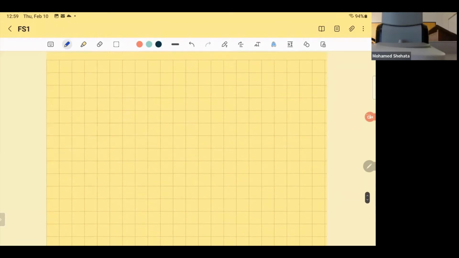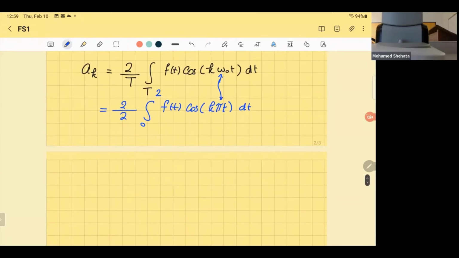Then what do you do next? Now we start to look at the function, where it's defined. Is it defined over 0 to 2 or only from 0 to 1? In this case, from 0 to 1. So I'll say equal, what's 2 over 2? 1. So the integration from 0 to 1. Why 0 to 1? Because from 1 to 2 it is equal to 0. What is the function equal to? It is equal to 1, as you know. So cosine k pi t dt.